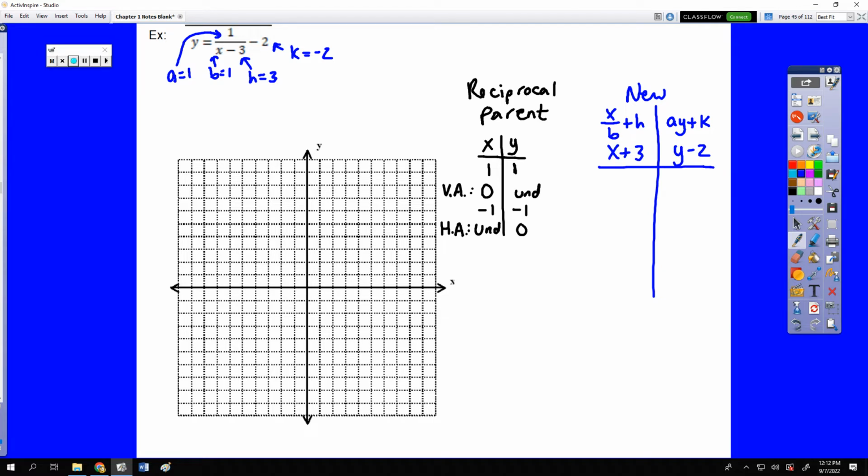when we apply our x divided by b plus h, ay plus k. So we apply that to our numbers, giving us 4, 3, 2, and then that last line remains undefined, because again, that's still our horizontal asymptote. Our vertical asymptote is still going to be that second line. And then for subtracting 2 from the y's, we have negative 1, undefined, negative 3, and negative 2. So what this tells us is that x equals 3 is the vertical asymptote.